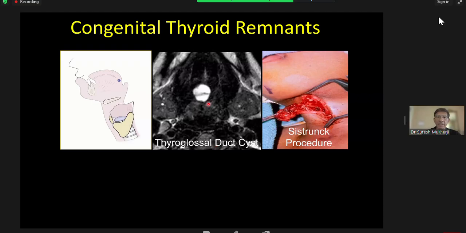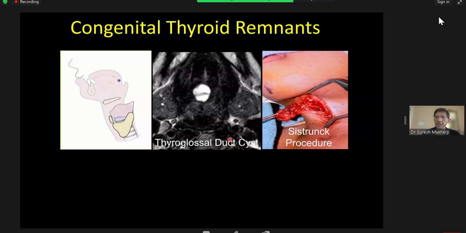So if I see a cyst that's located at the junction of the tongue base right here, right at foramen cecum, and notice how it's anterior to the genioglossus muscles, this is right dead midline into the tongue base, then I'm going to call that a thyroglossal duct cyst.